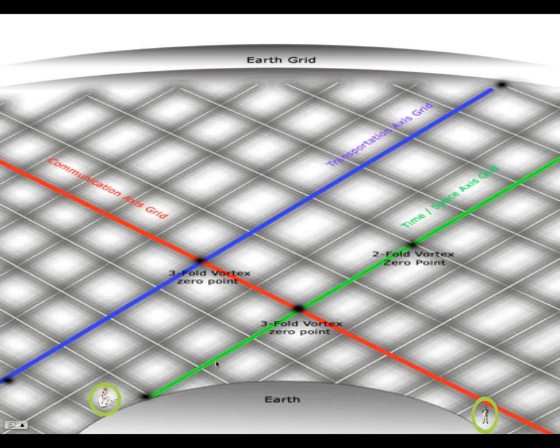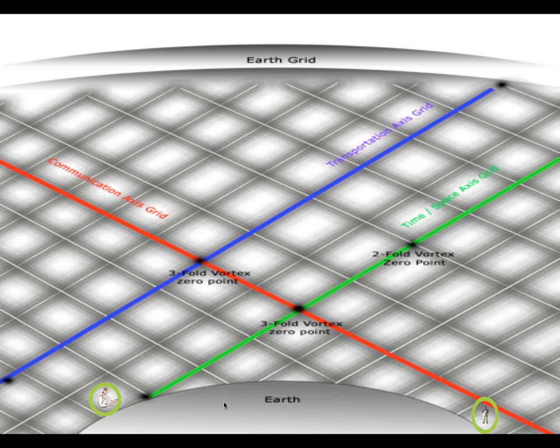I colored them: one in green, and that is the time-space continuum, the time-space grid. There is a red one, which is the communication system, and then there's a blue one, which is the transportation grid system. This means that these 3 grids are interconnected and form one big grid. And we live inside that grid. So here we are trying to communicate from one part of the planet to another, just like I'm doing with you right now.